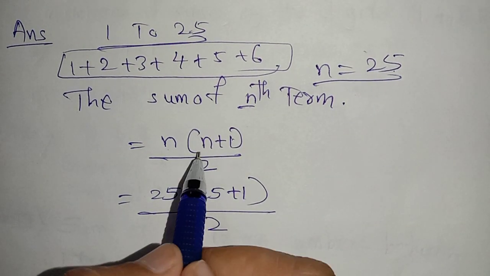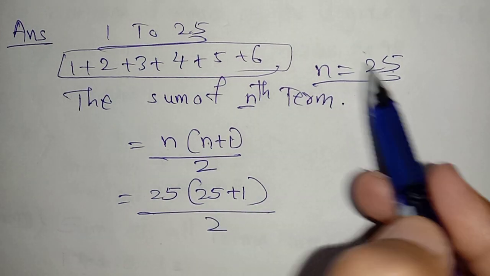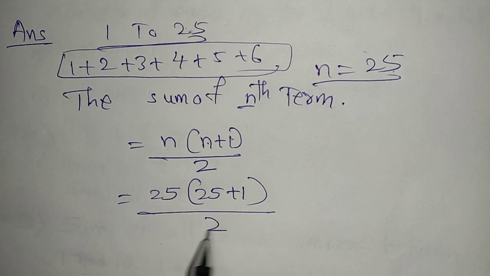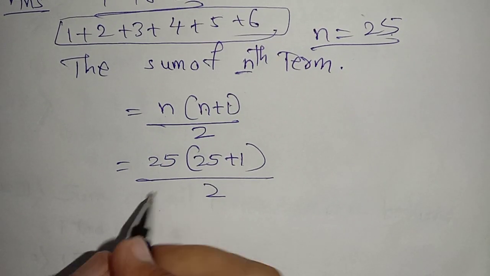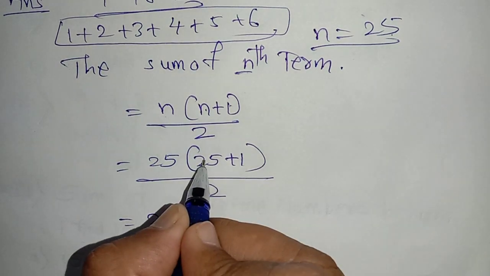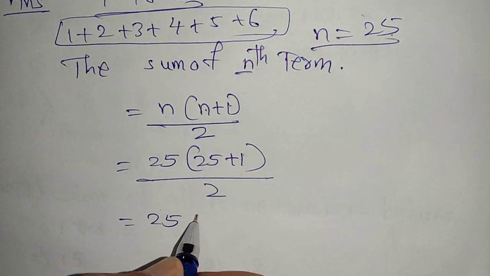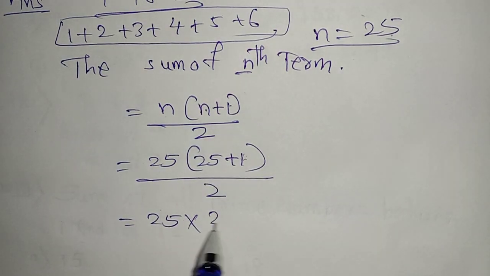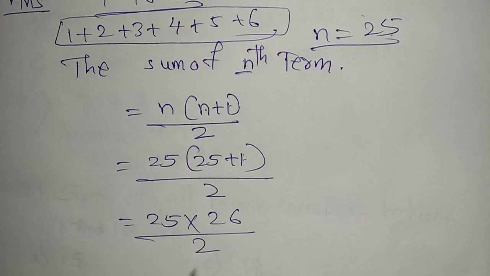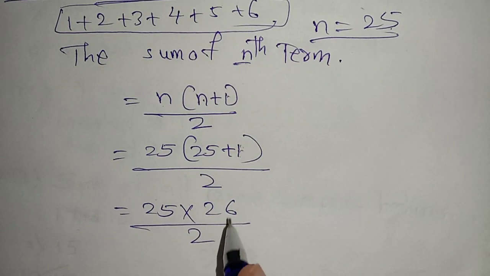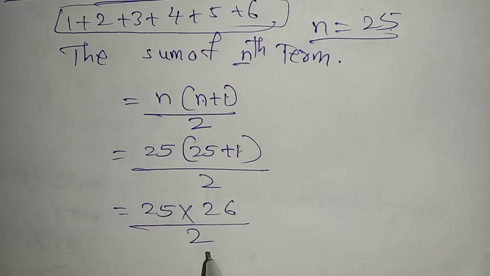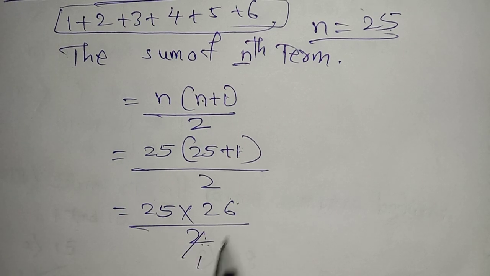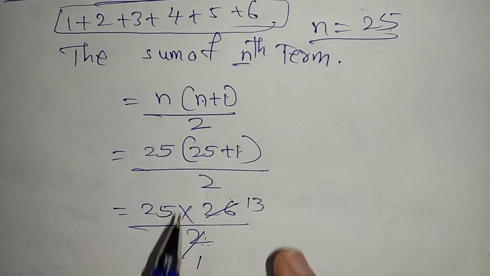In the place of n, what I have written is 25, because in the question they have given 1 to 25. So the next step is 25 as it is. Open this bracket: 25 plus 1 becomes 26, divided by 2. Now you have to divide 26 by 2, because it is divisible by 2. 2 1s are 2, 2 13s are 26, directly we can do.